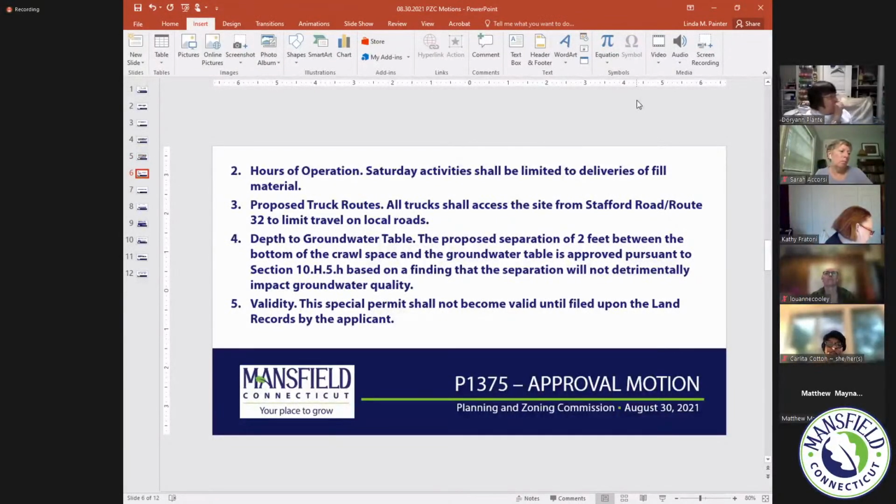2, hours of operation. Saturday activities shall be limited to deliveries of fill material. 3, proposed truck routes. All trucks shall access the site from Stafford Road, Route 32, to limit travel on local roads. 4, depth to groundwater table. The proposed separation of 2 feet between the bottom of the crawl space and the groundwater table is approved pursuant to Section 10.H.5.H based on the finding that the separation will not detrimentally impact groundwater quality. 5, validity. This special permit shall not become valid until filed upon the land records by the applicant.